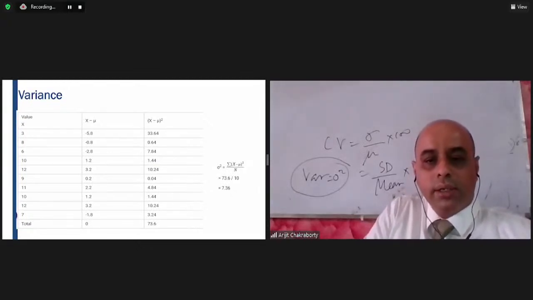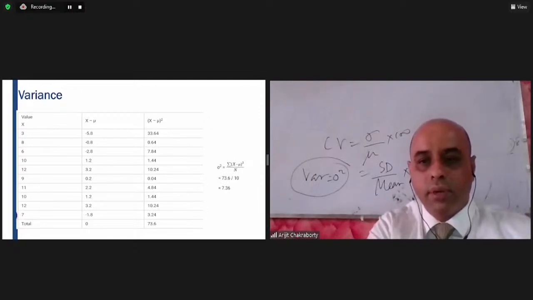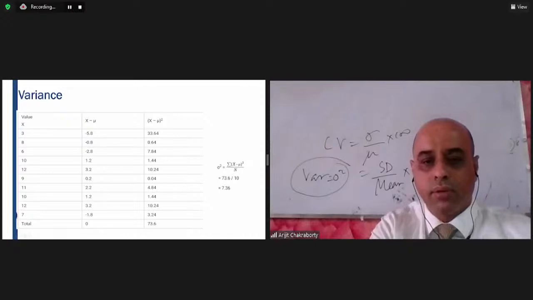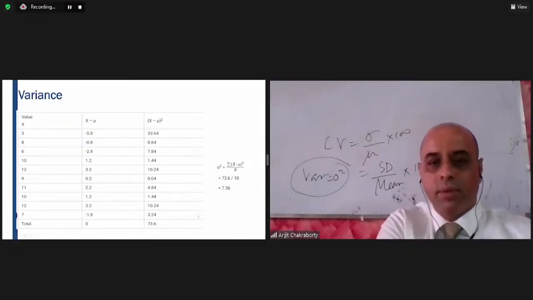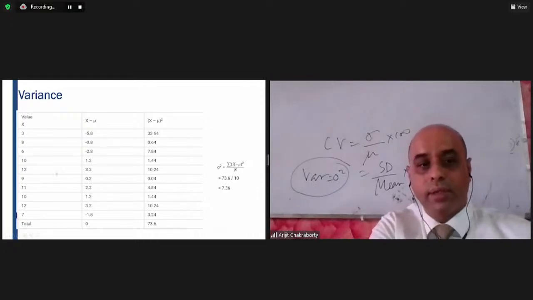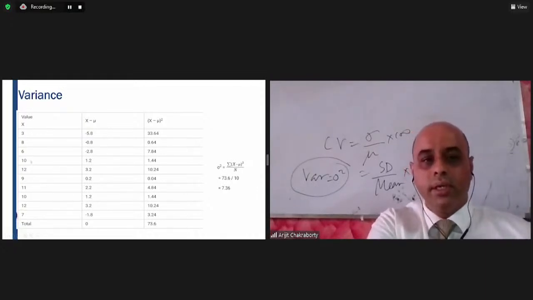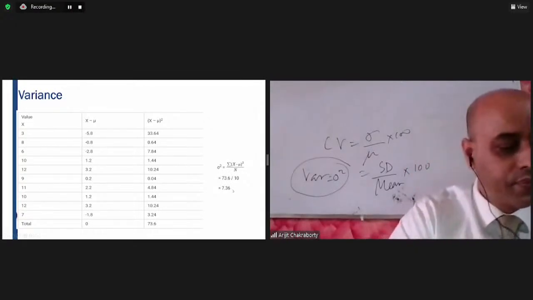Here we get x minus mu. Sigma is the total. You can see the total amount comes to 73.6. Sigma deviation squared is 73.6. We divide that by the number of observations. Since we don't have frequency here, we are taking the total number of observations, which is 10. So 73.6 by 10, that is 7.36.